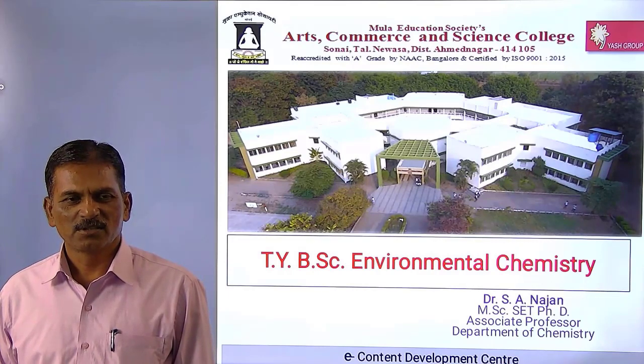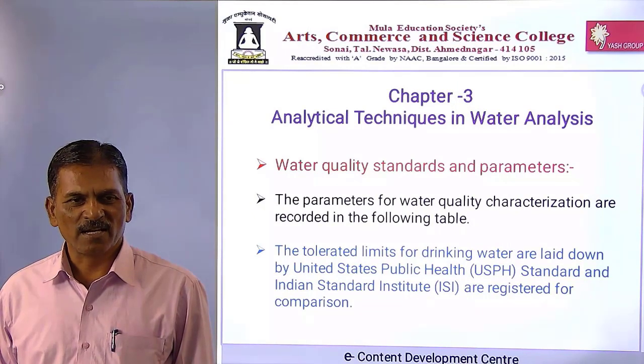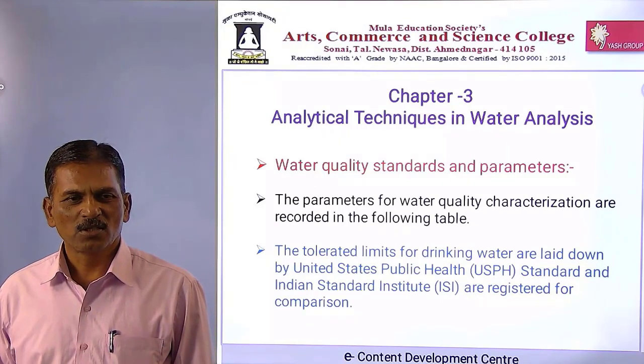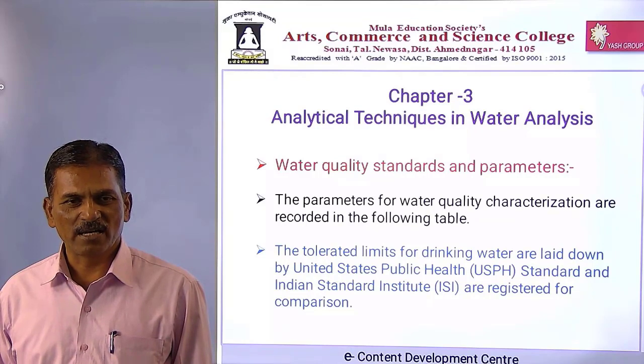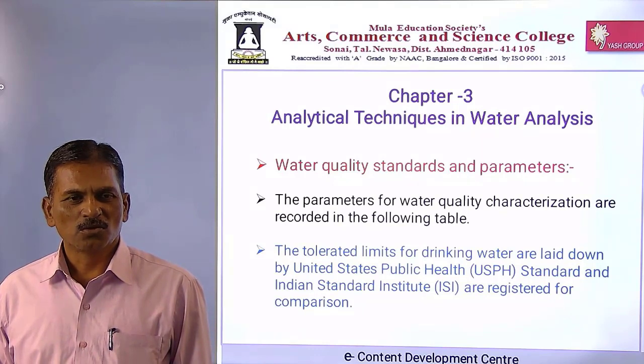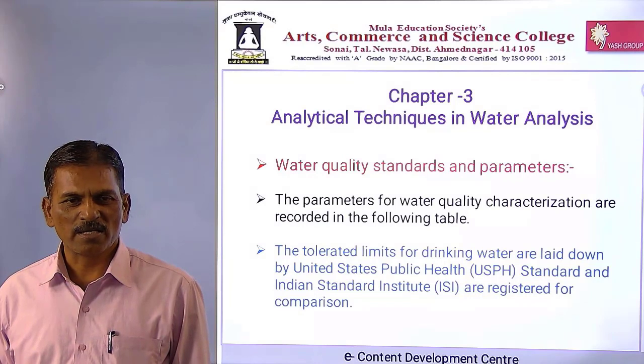Today we start TYBSc Chemistry, paper number 8, Environmental Chemistry. Today we study chapter number 3, Analytical Techniques in Water Analysis. Nowadays, water is a main issue for pollution. Water is used for various purposes by human beings as well as all living and non-living things in the world. To study water, its quality must be assessed and the parameters must be studied. Here the parameters of water quality characterization are recorded in the following table.